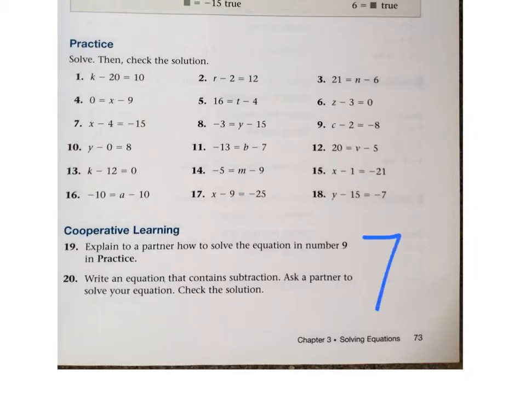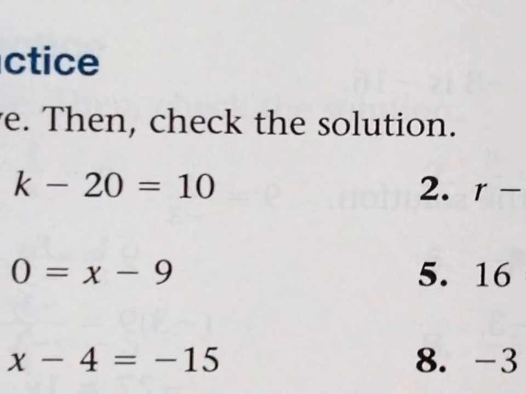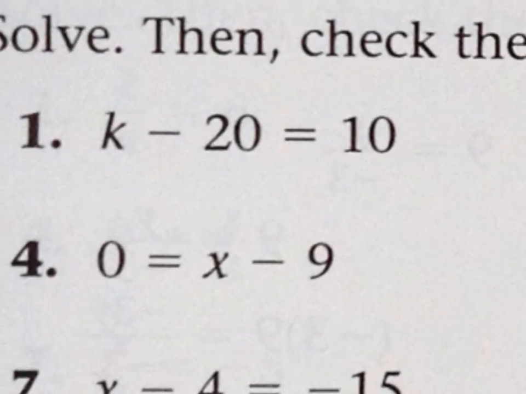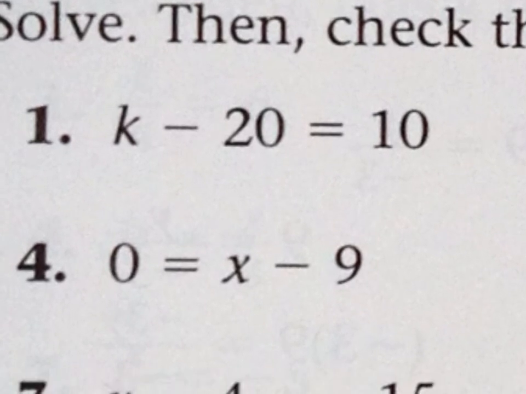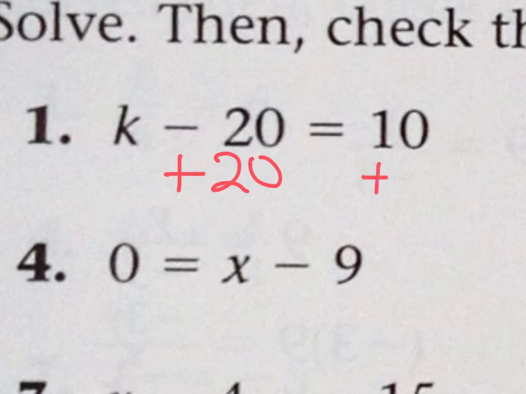Let's turn to page 73 and take a look at these practice problems. You guys are then going to do the cooperative learning with a partner. So let's try number 1 together. I can see it says k minus 20 equals 10, and we know that we need to do the inverse operation. Today the inverse or opposite of minus is always going to be plus, and so plus 20 on the left side, plus 20 on the right, and I know that 20 minus 20 cancels out, so all we're left with is k.